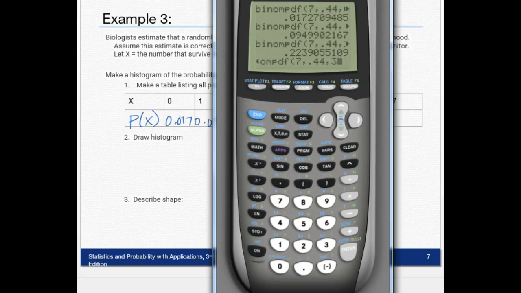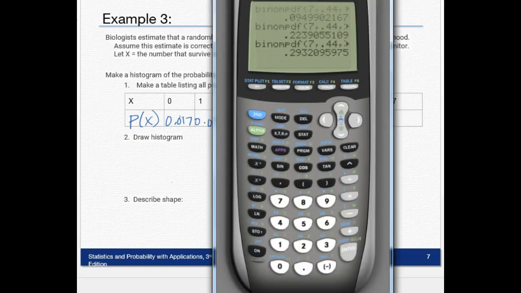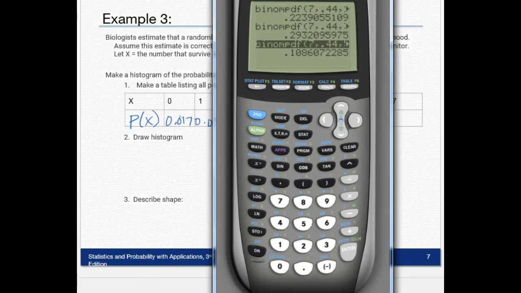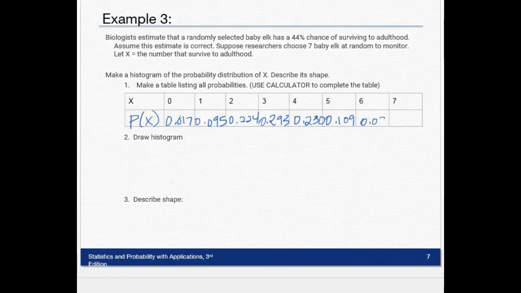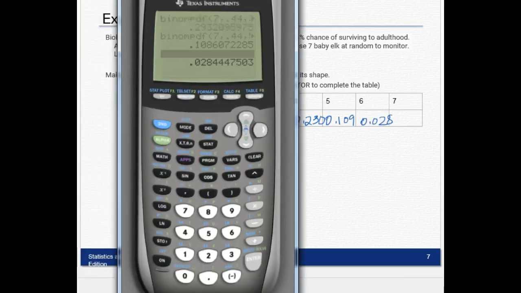And then what if only 3 survive? 0.293. Okay, going ahead, do it again. We already did 4, so I'm going to jump over to 5. 0.109. 6. 0.028. And lastly, what's the probability that all 7 will survive? 0.003.